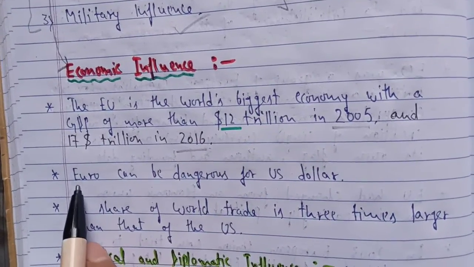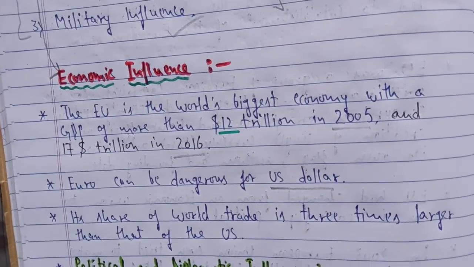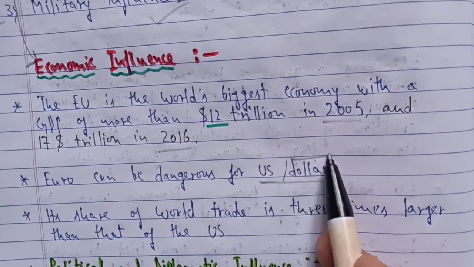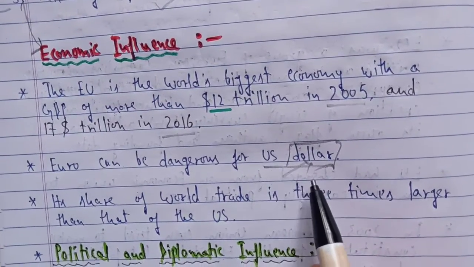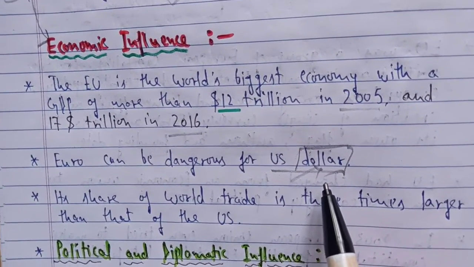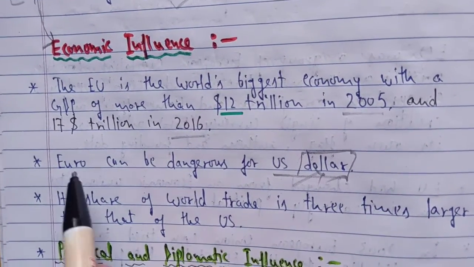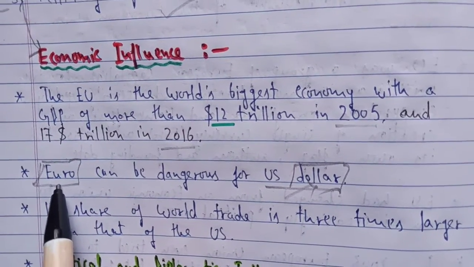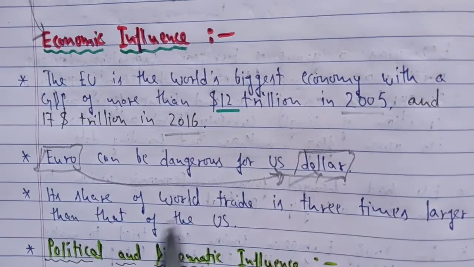And their currency, the euro, can be dangerous for the US dollar. As we know, most of the import export business all around the world, trade and commerce, take place in US dollars. It is the most popular currency, and all the countries are influenced by the dollar. But now, as the European Union was becoming stronger in terms of economy, political and military, people thought the euro, the currency of European countries, was a danger to the US dollar.